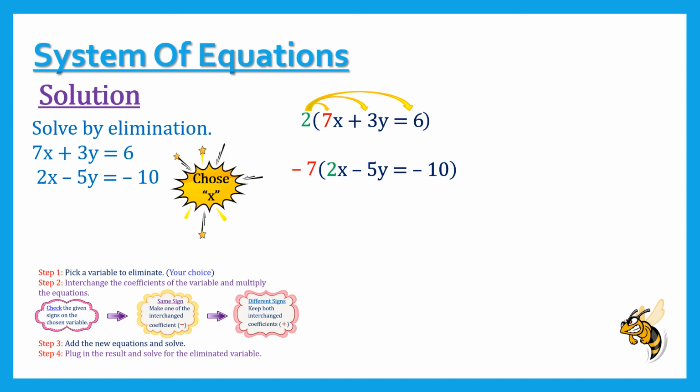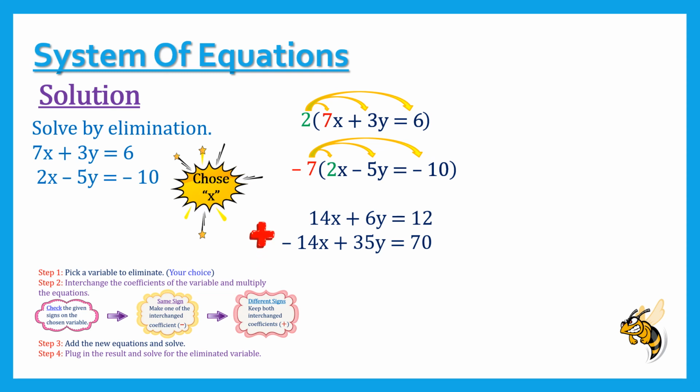I'm going to distribute the 2 to everything in the parentheses. So now I'm going to end up with 14x plus 6y equals 12. Then I'm going to distribute the negative 7 to everything inside the parentheses. Be careful with your signs. We have a negative 7 times a 2x, which will give me a negative 14x. A negative 7 times a negative 5y will give me a positive 35y. And a negative 7 times a negative 10 will give you a positive 70. And once again, because I chose the x, they came out to be additive inverses, so therefore they cancel. So it will be 41y equals 82.